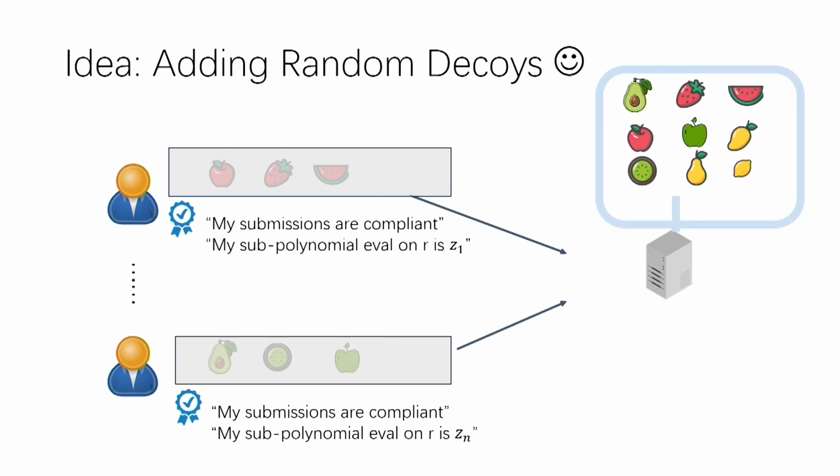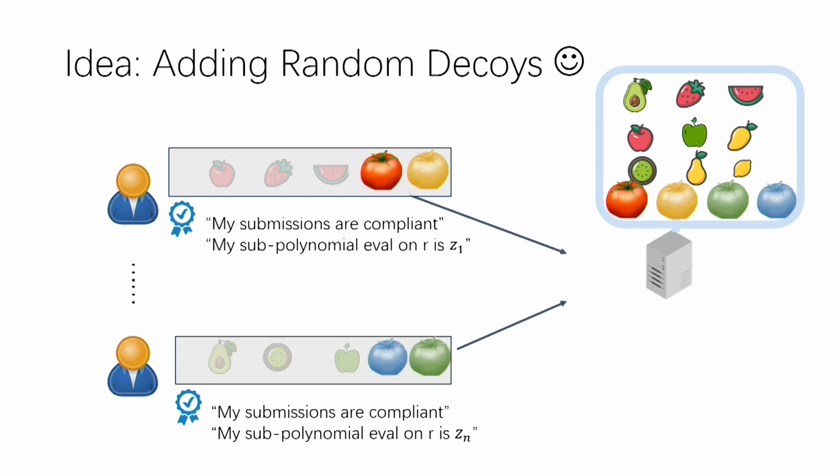And it turns out that we have a surprisingly simple way to solve this privacy issue. That is, when the client is submitting their seal messages, they can just add some random decoys. Here, we just have different colors of tomatoes. The client can just submit those different colors of tomatoes to the shuffler, and the shuffler will send those tomatoes to the server. And this simple algorithm turns out to be private.